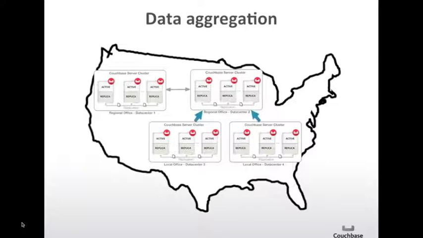Another common use case we have seen is data aggregation. What we have here is, within North America, a data center 1 which has a bidirectional application with data center 2, and there are data centers 3 and 4, which have a unidirectional application going to data center 2. This is a typical use case where we might have regional offices up north, and local offices somewhere in the south, where the changes to that data will be getting pushed to the regional offices in the north.